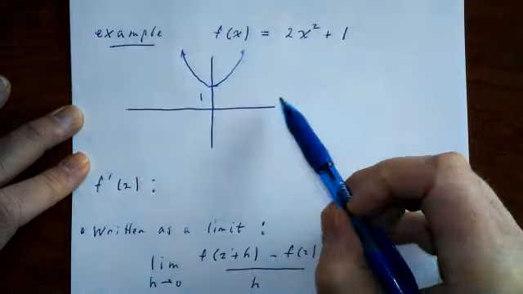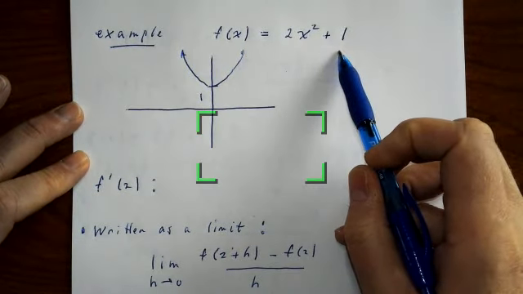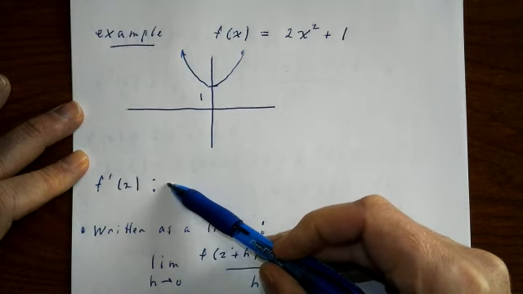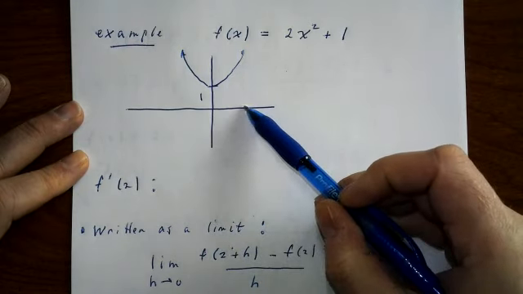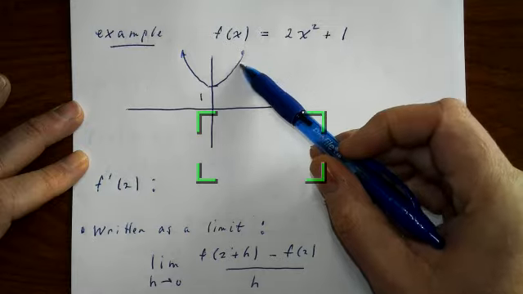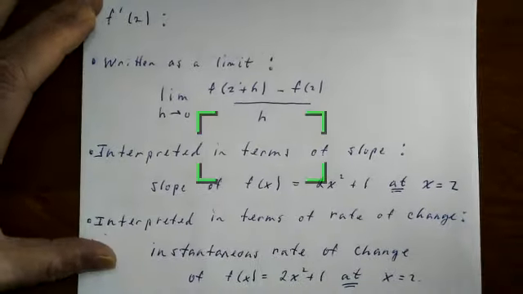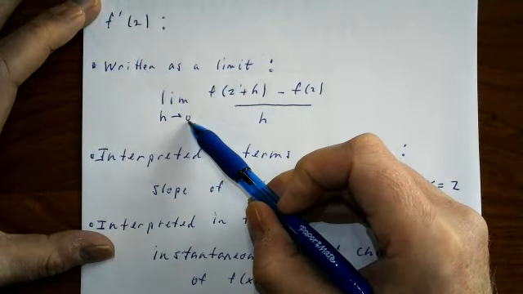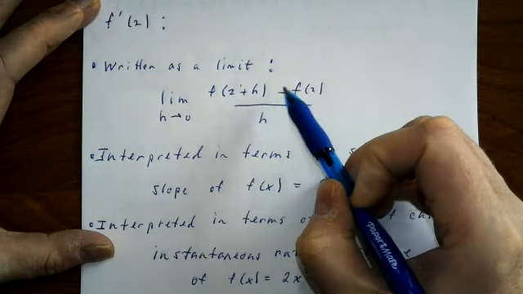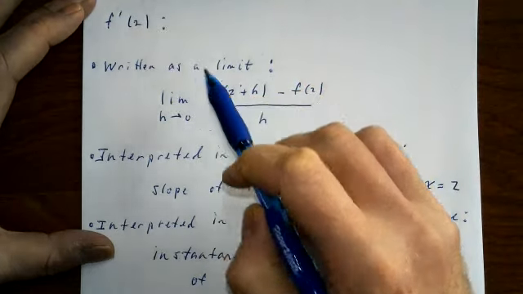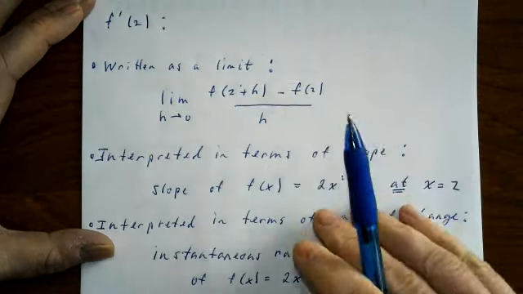I'm going to look at f of x equals 2x squared plus 1, and I'm going to calculate f prime of 2. This is the slope of the tangent line at x equals 2, which we can see from the graph is going to be positive. First, we're going to write it as a limit. The limit as h goes to 0 of f of 2 plus h minus f of 2, divided by h. That's f prime of 2 written as a limit.